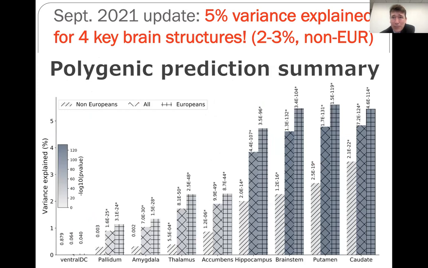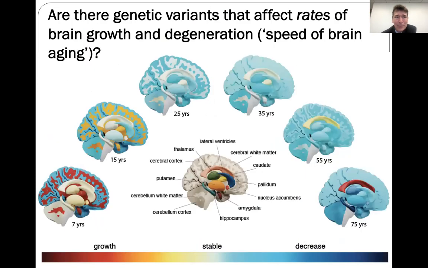This most recent work finds that 5% of the variance in the volumes of subcortical structures, such as the hippocampus, many of them implicated in neurological and psychiatric disease, can be explained by simply looking at the genetic code, which you can measure from a saliva sample.